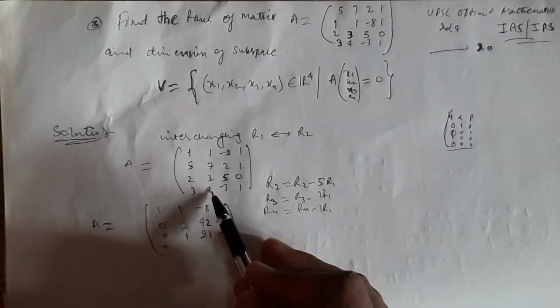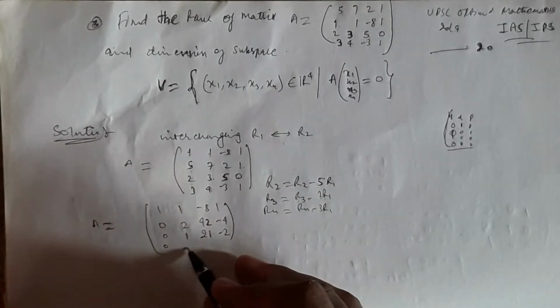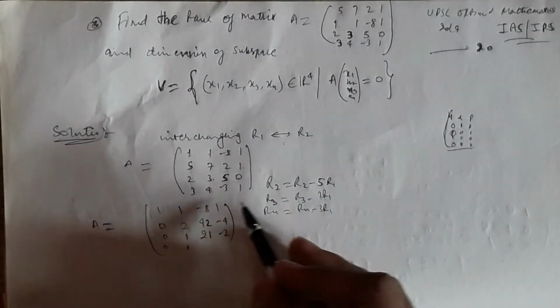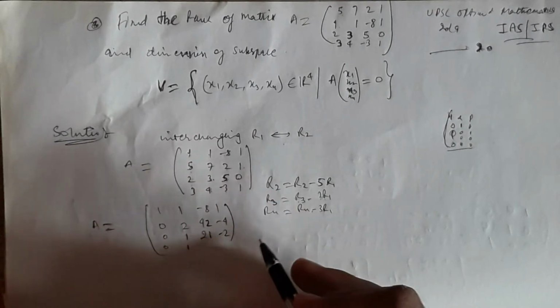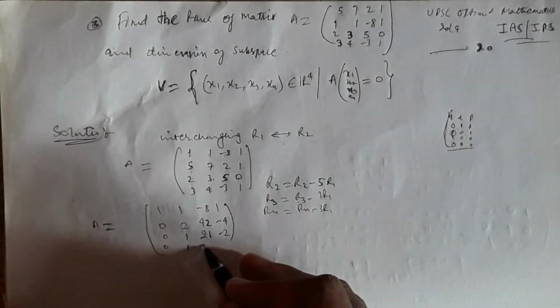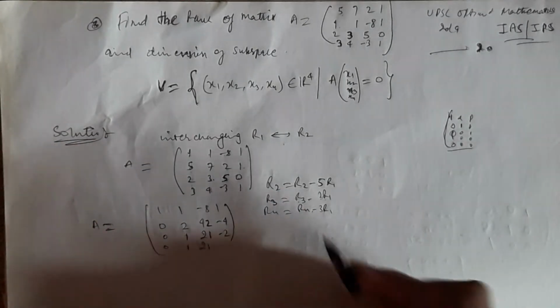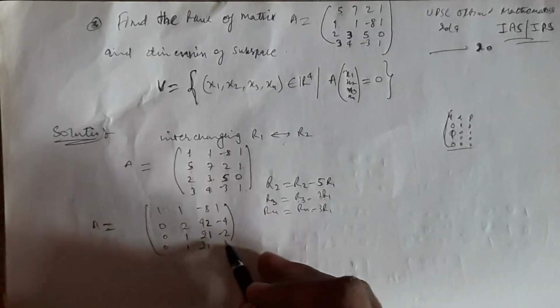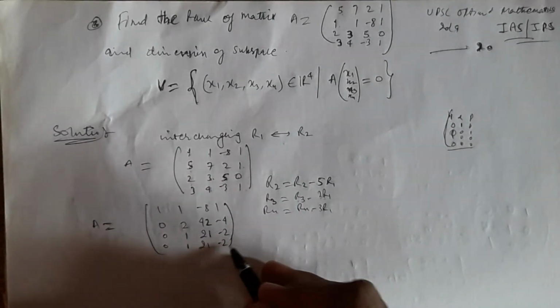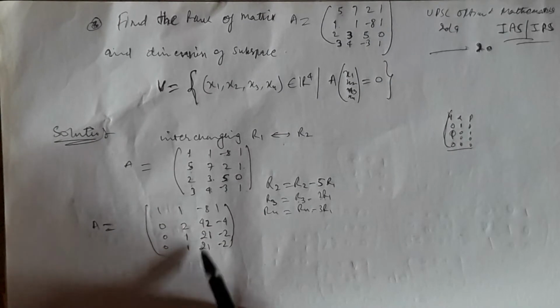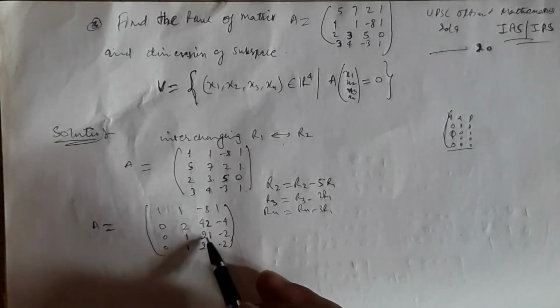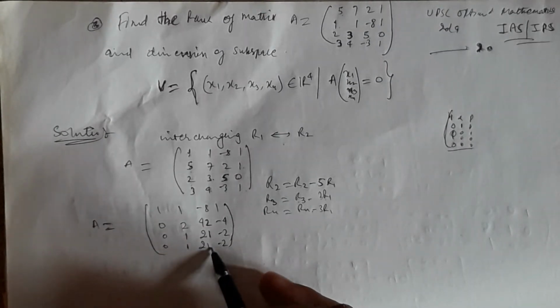4 minus 3 is nothing but 1. Then -3 times -8 is plus 24, and 24 minus 3 is nothing but 21. Then 1 minus 3 gives -2, so -2. Now see clearly that row 3 and row 4 are the same.